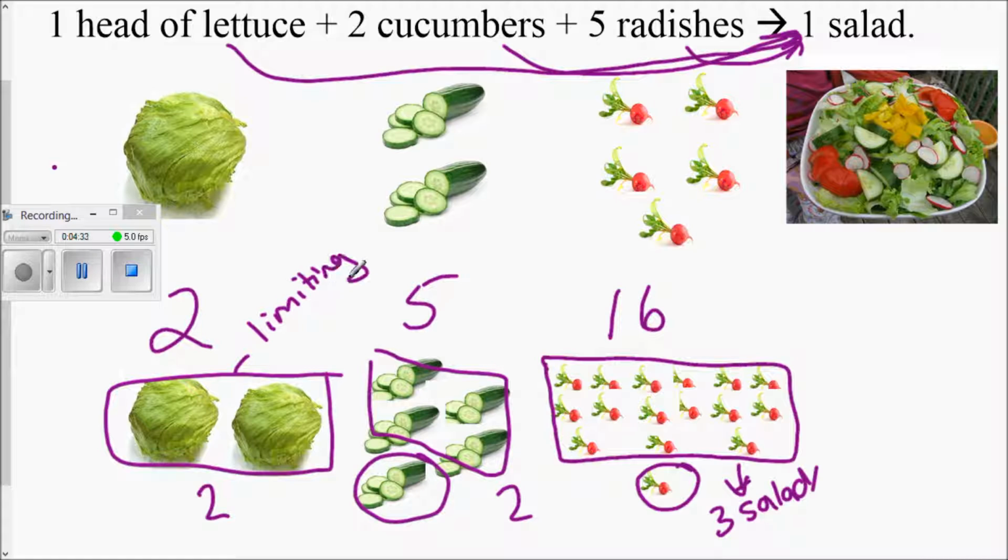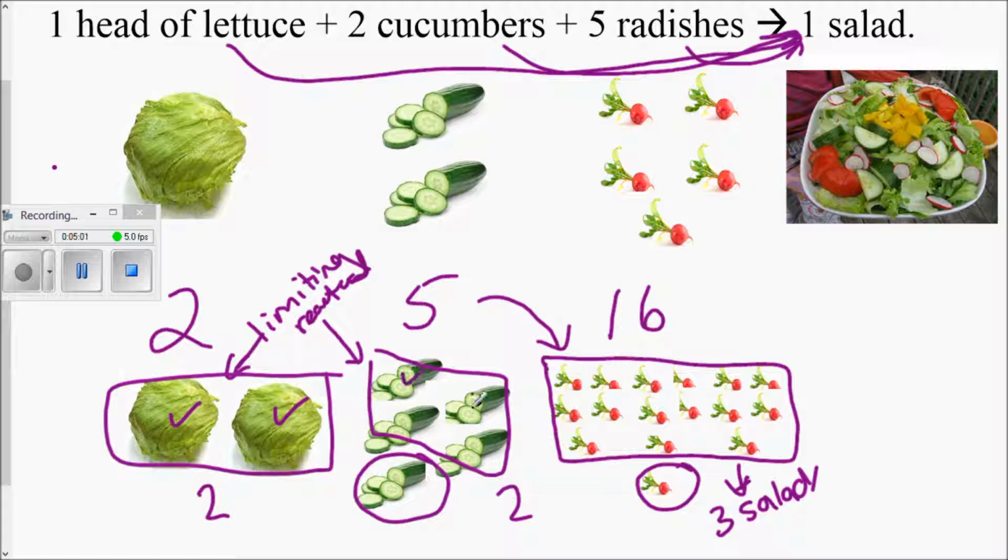And the reason is, both of these are limiting, because we can make only 2 salads based on these ingredients, whereas here, we can make 3. Now that means because I can make 3, I can't really make 3 salads because I only have enough to make 2 salads based on my other ingredients.